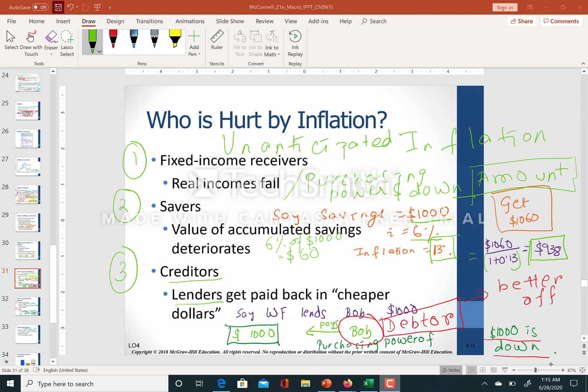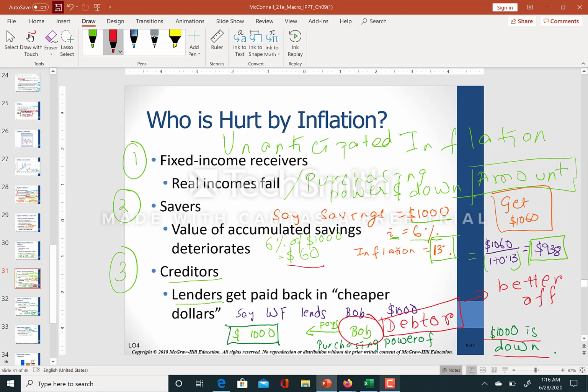The second group of people hurt by unanticipated inflation are the savers. Say, for example, people are saving $1,000 and they expect an interest rate of 6%. So 6% of $1,000 is $60. They expect to get $1,060 after 1 year, or the maturity of this $1,000. But let's say we have an inflation rate of 13%. This $1,060 loses its value to $938.